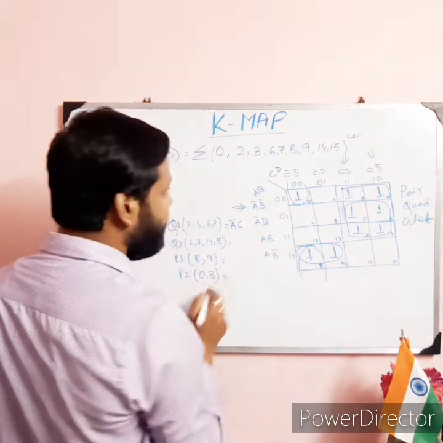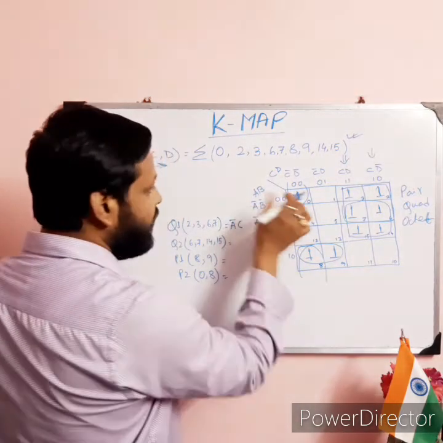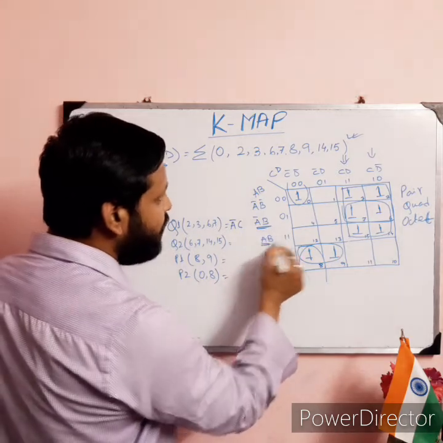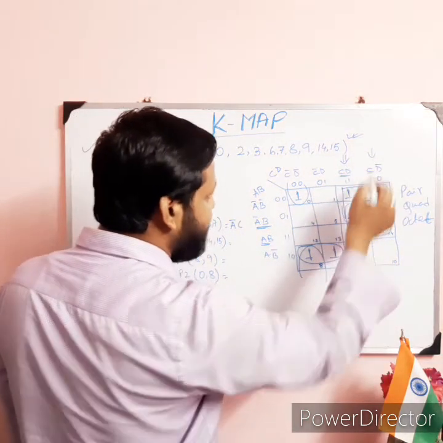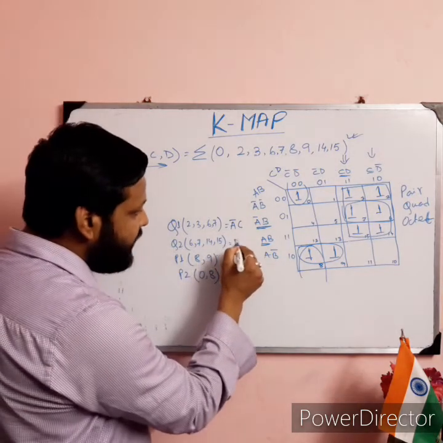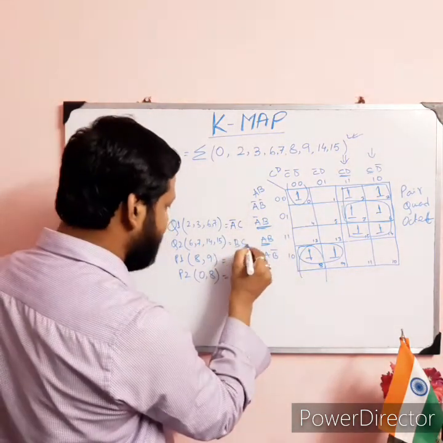So C is here. For this quad, these 2 rows, this row and this row, and again these 2 columns are participating there. So what is the common term here? You can see the B is here, and for this part C is here.